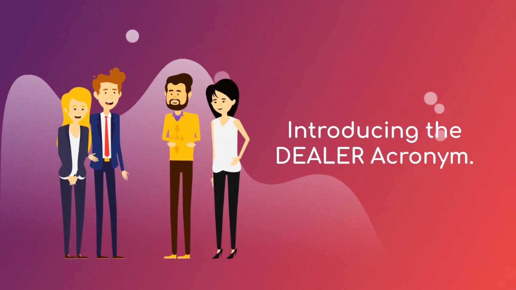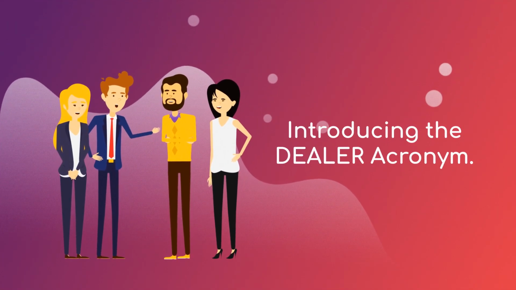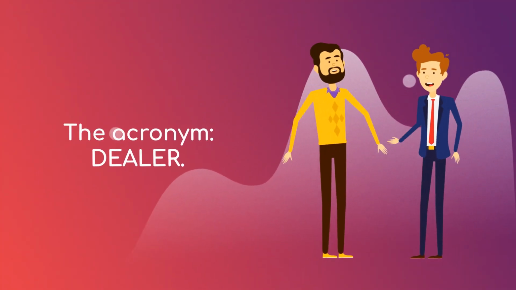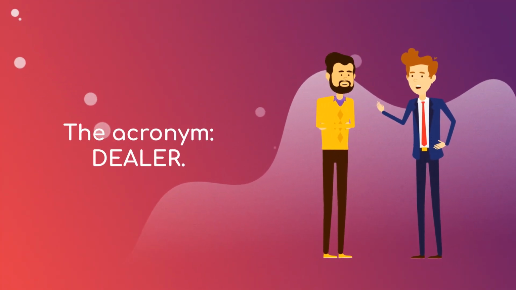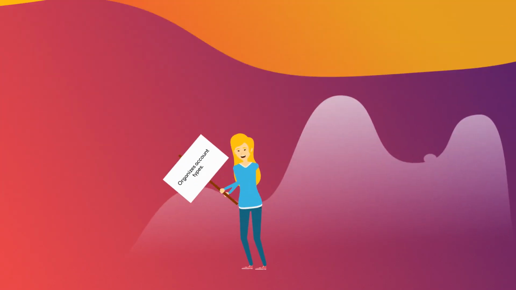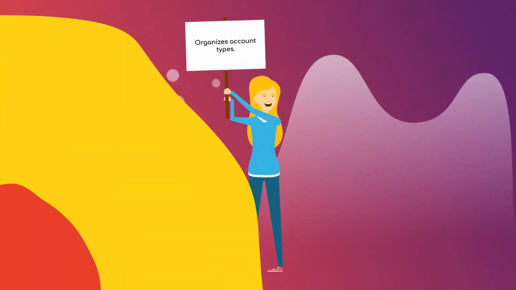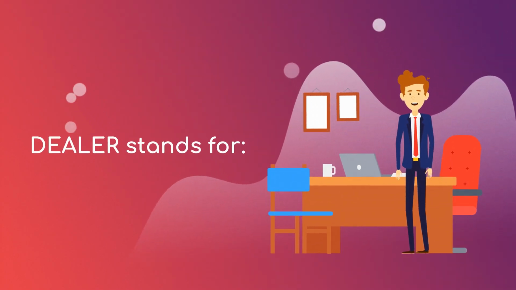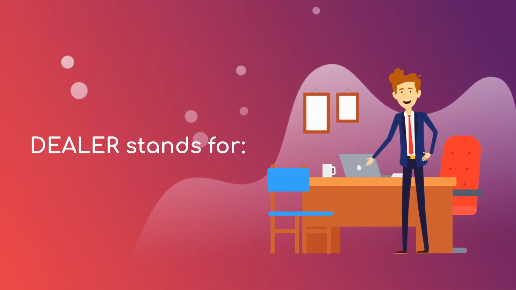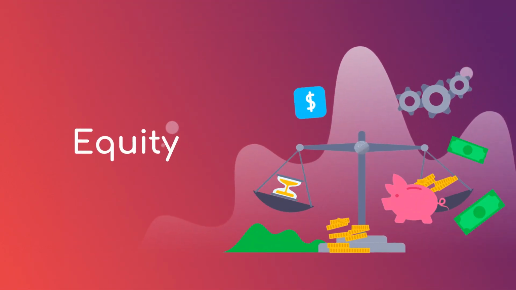Section 2. The aha moment. Introducing the DEALER acronym. The most powerful trick for mastering this is one acronym, DEALER. This word organizes every account type and tells you exactly what to do. DEALER stands for dividends and expenses and assets, and for the other half, liabilities and equity and revenue.